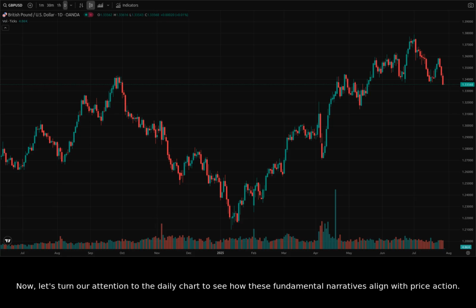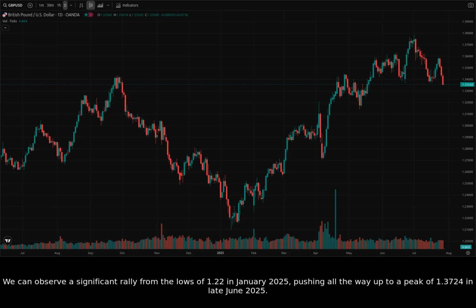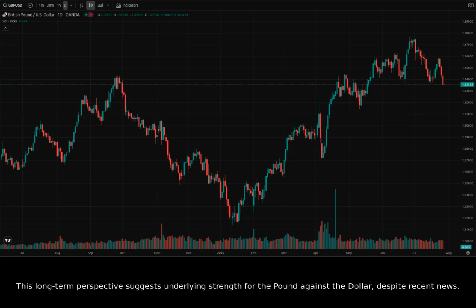Now, let's turn our attention to the daily chart to see how these fundamental narratives align with price action. From March 2024, GBPUSD has generally been in an uptrend, forming a series of higher lows and higher highs. We can observe a significant rally from the lows of 1.22 in January 2025, pushing all the way up to a peak of 1.3724 in late June 2025. This long-term perspective suggests underlying strength for the pound against the dollar, despite recent news.